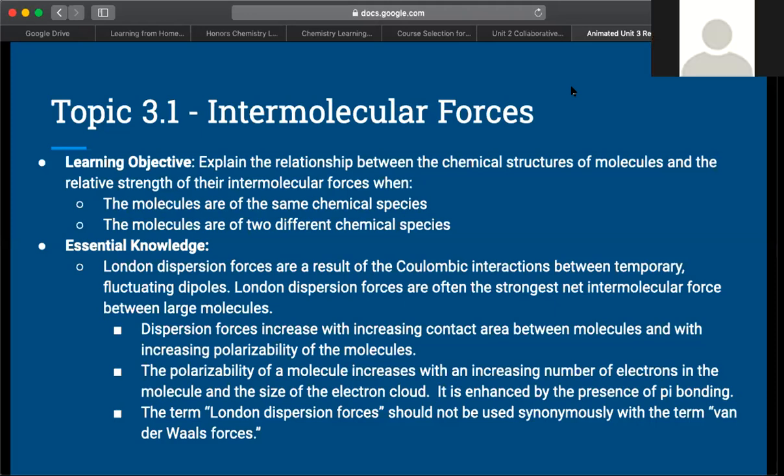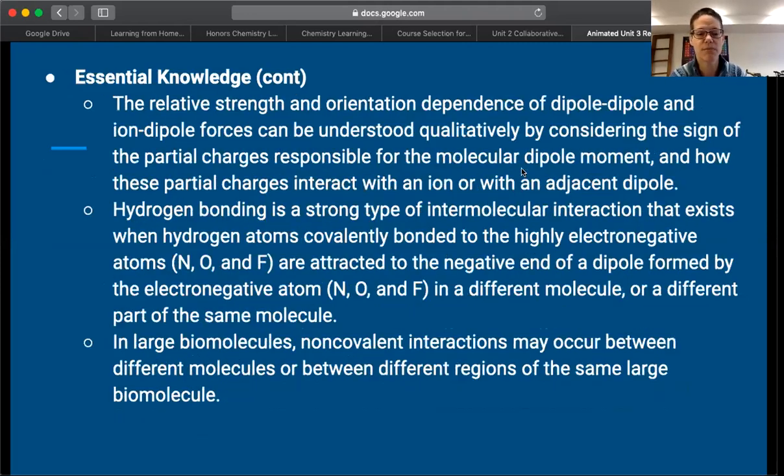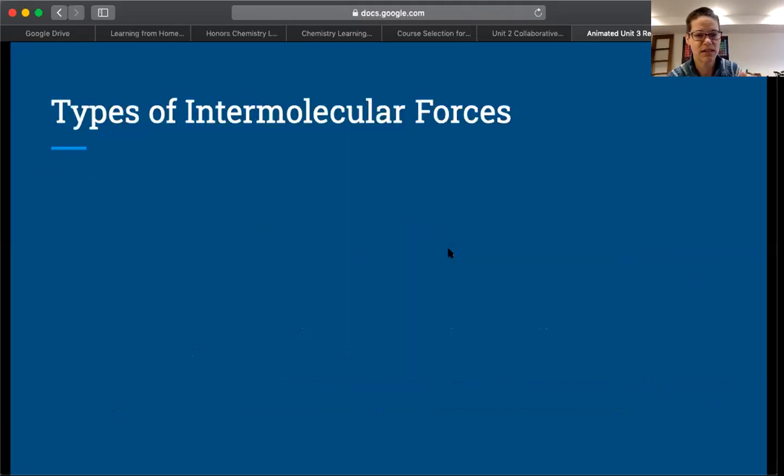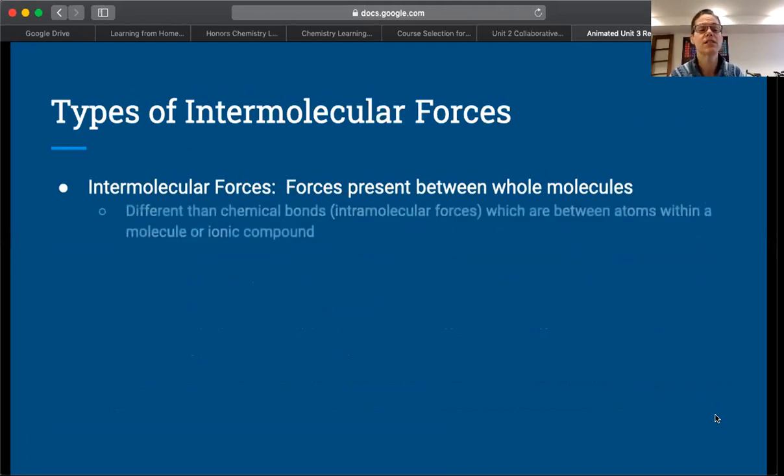Which one? London Dispersion Forces. There you go. London Dispersion Forces. Everybody gets those. But the other ones require some form of polarity. So let's go through the types. These are the things that are between molecules. These are not bonds. We are specifically saying forces, not bonds, because they are in between the entire molecules themselves. So our bonds are the things that are going between the atoms, forces between molecules.